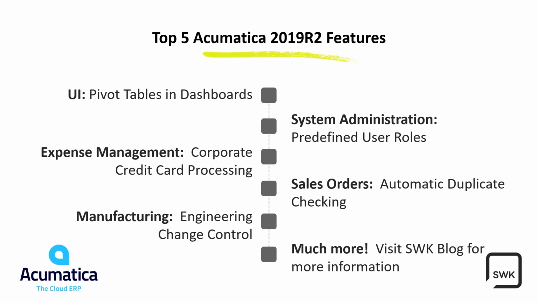And the last area, we decided to pick one vertical function or feature here in 2019 R2 that was pretty exciting to debut today for you, and that is the release of the engineering change control module. So if you're a manufacturer and you're using the manufacturing suite and you're looking, or have looked, for a way to actually have engineering or recipe changes suggested, approved, tracked, and released through Acumatica, that's what you're going to see in a little bit.